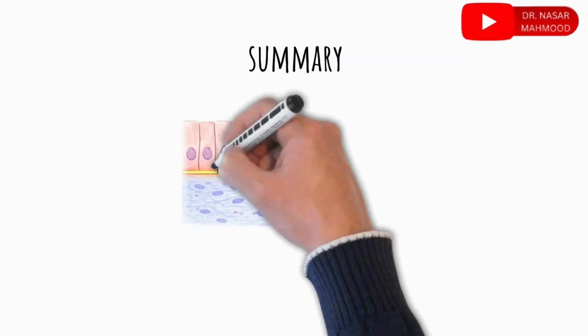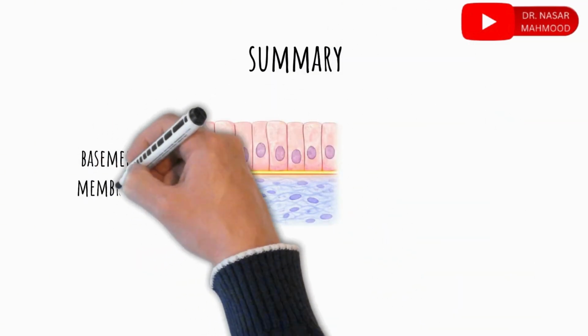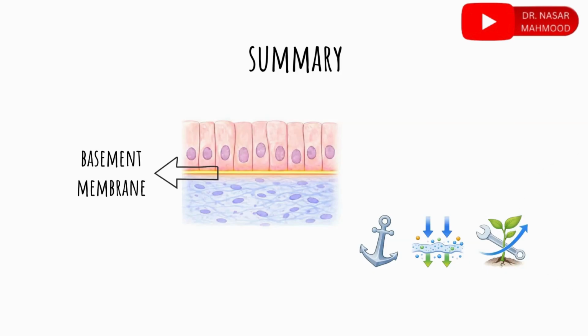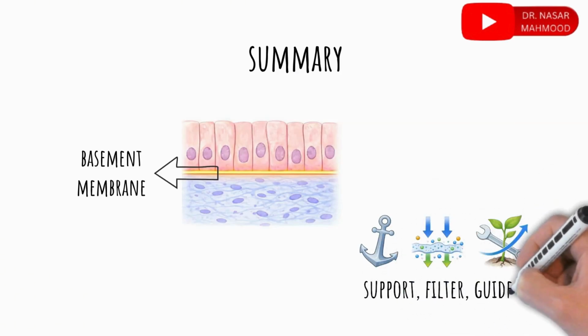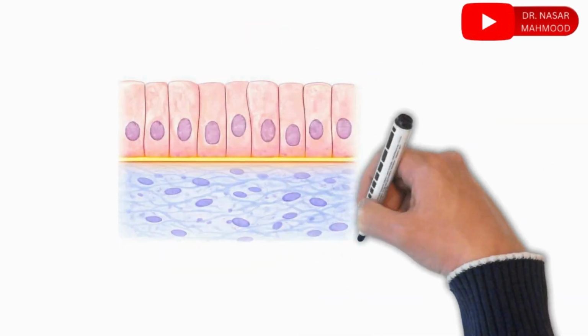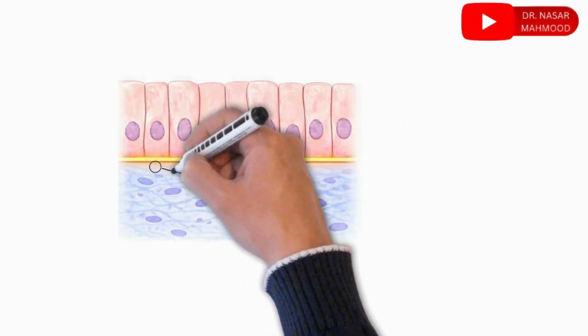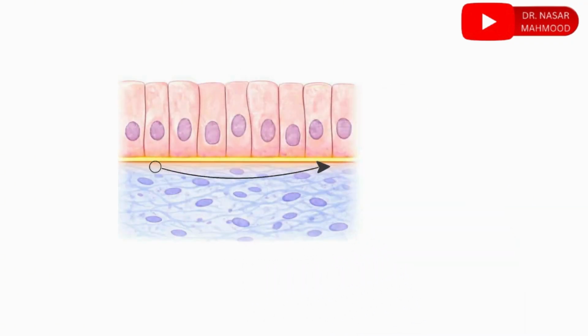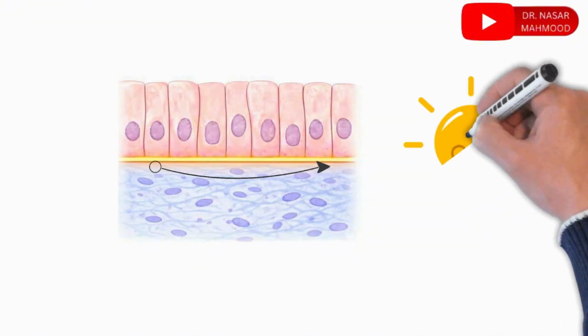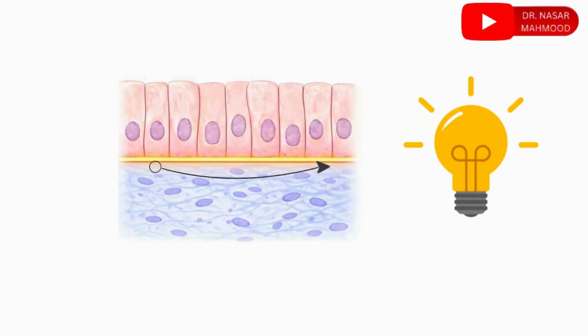So in summary, the basement membrane is not just a boundary, it is actually a functional layer that supports, filters, and guides tissue behavior. Once you recognize the basement membrane as a link between the epithelium and connective tissue, many structural and disease processes become a lot easier to interpret.